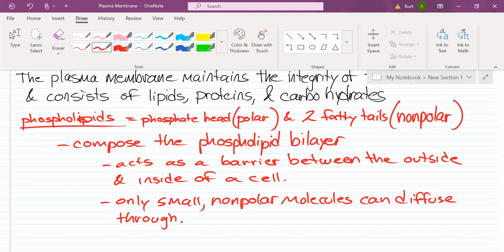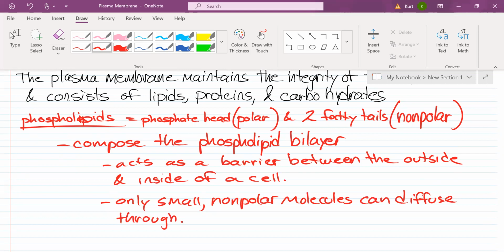And I want to remind you that for this class, for my tests, for the semester exam, for the AP exam, you can't just regurgitate these notes. You can't say, the phospholipids compose the phospholipid bilayer. Only small nonpolar molecules can diffuse through. A robot can do that. Anybody can memorize, but you have to know why.